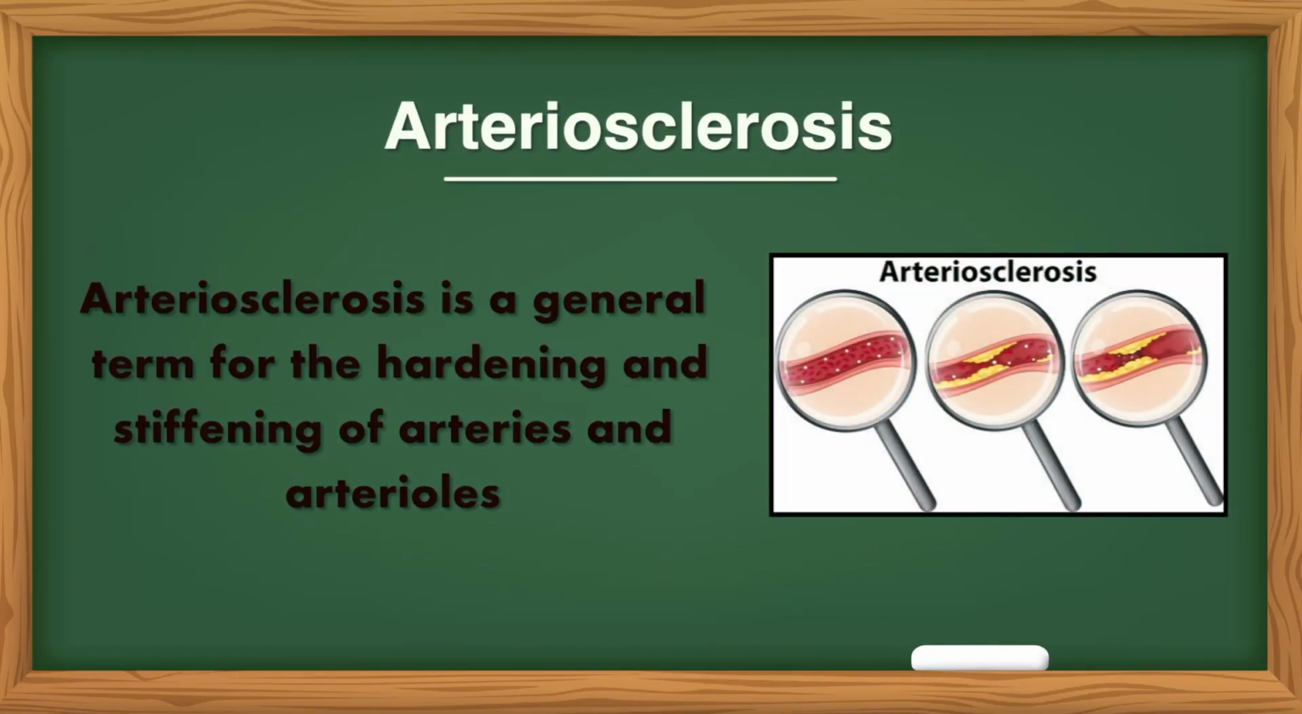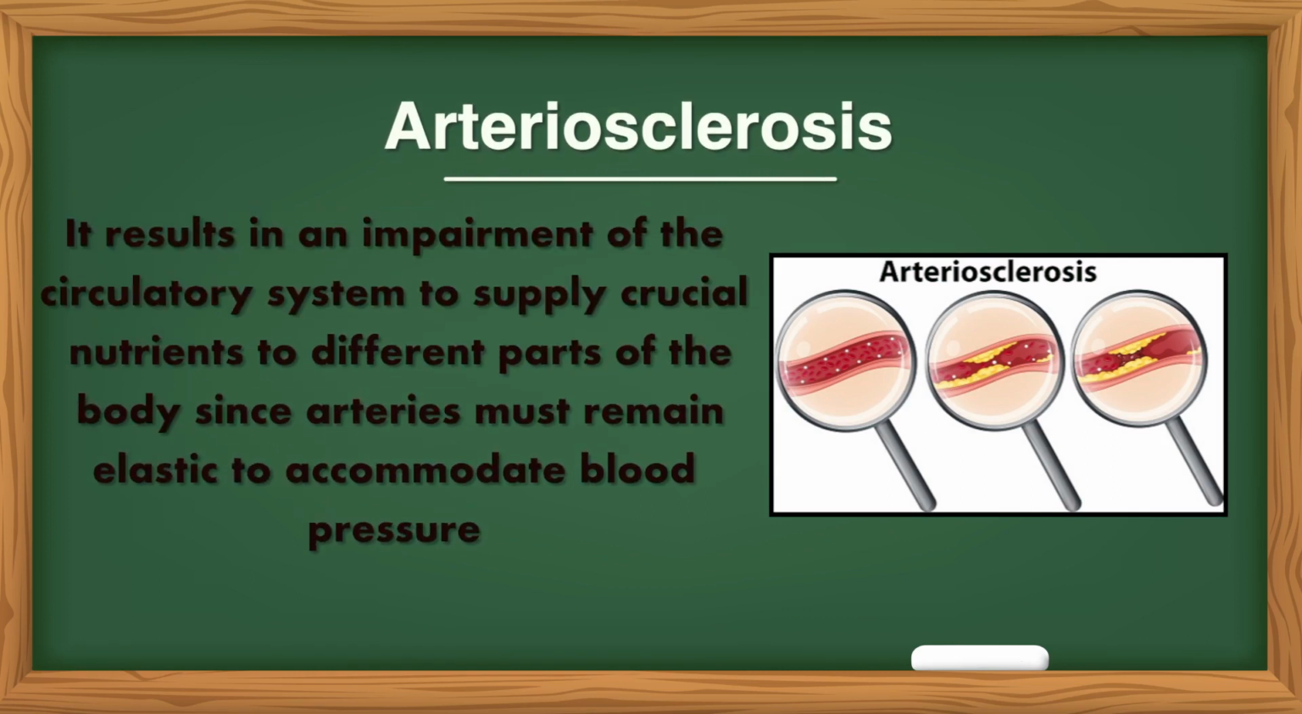Among these, the formation of fatty plaques in blood vessels and clotting disorders that inhibit the body's response to injury are particularly harmful. The second disorder associated with the circulatory system is again similar to arteriosclerosis, atherosclerosis, which is nothing but a general term used for hardening and stiffening of arteries and arterioles, which results in an impairment of the circulatory system to supply crucial nutrients to different parts of the body.